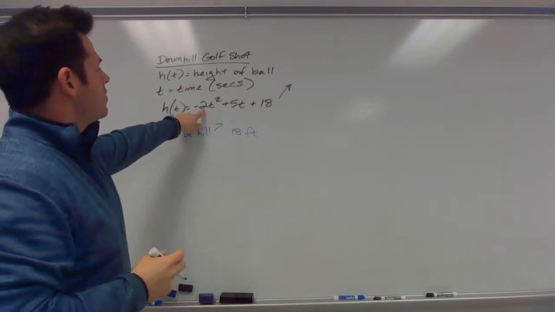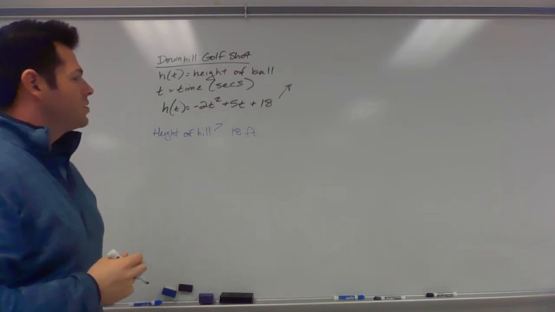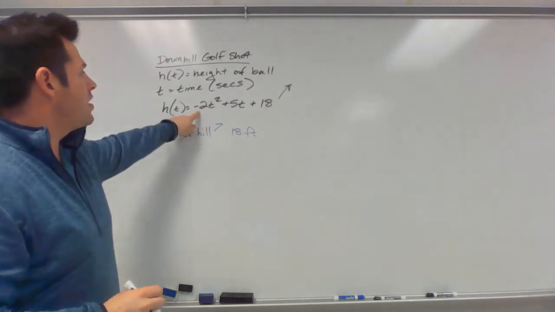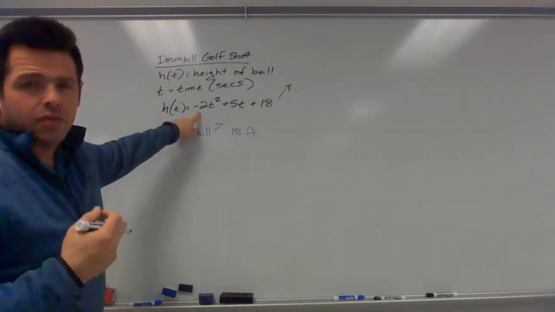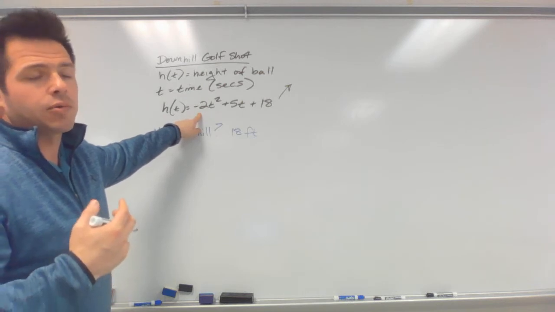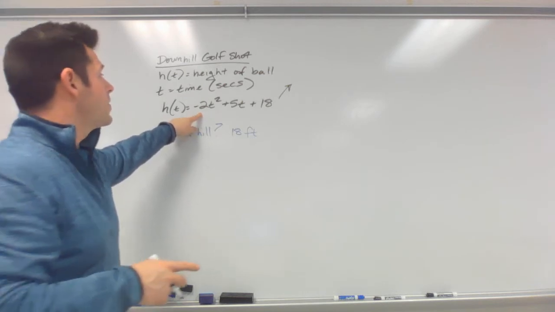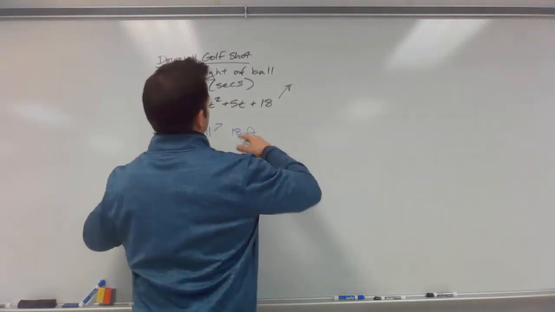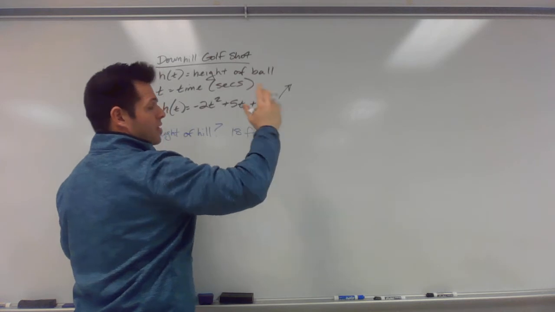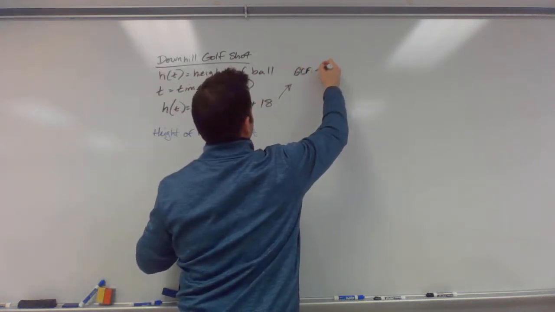GCF-wise, negative 2t squared plus 5t plus 18. No GCF. Except for the fact that our a value is negative. We want to be able to control that a value being negative because of the fact we want the parabola to keep the same exact shape with the u going downwards. So 2, 5, 18? No. The t's? No. But let's make sure we have a negative 1 for a GCF. So we're going to call GCF here negative 1.